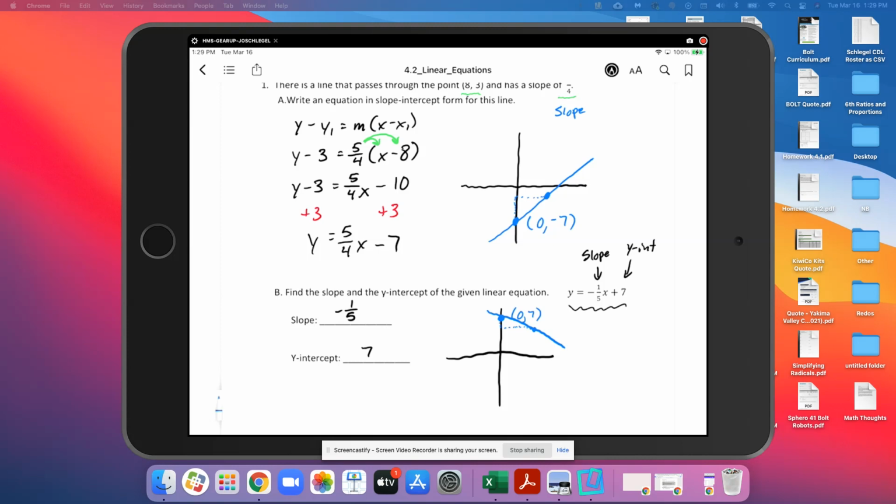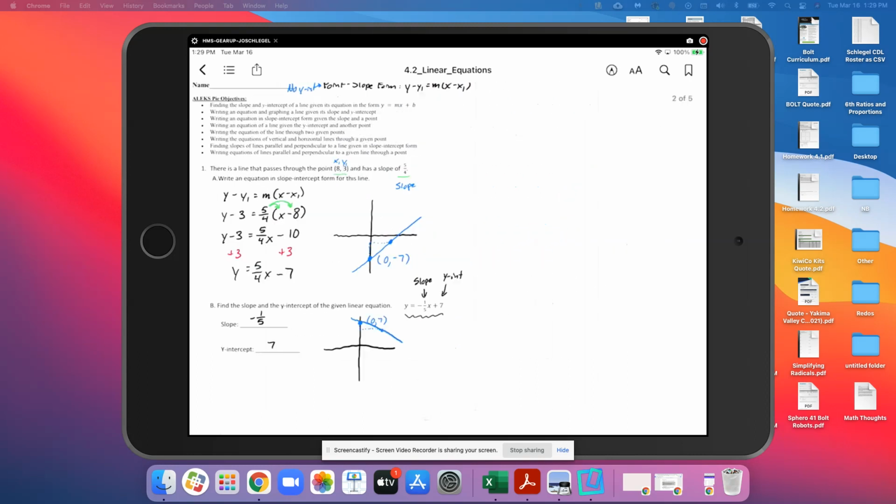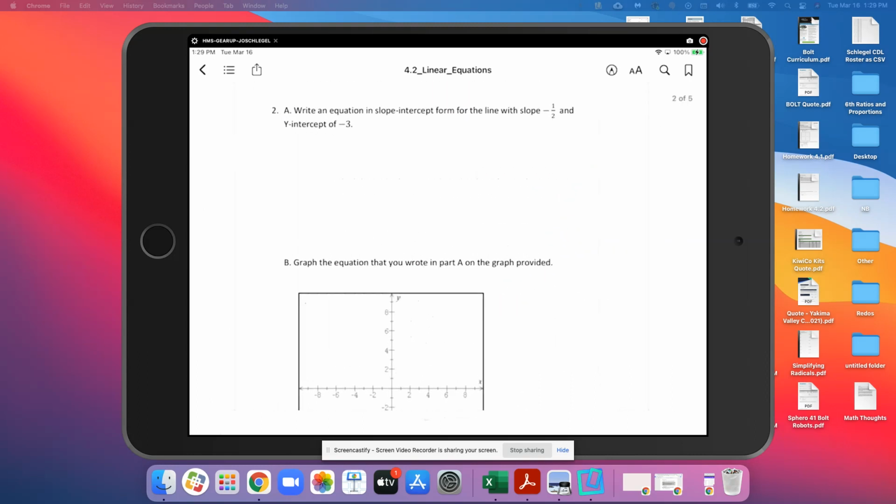Okay, folks, so that's going to be it for number 1. I'll pause for a moment here before I move on to number 2 so that you can pause and take notes if you need to. Okay, on to number 2.